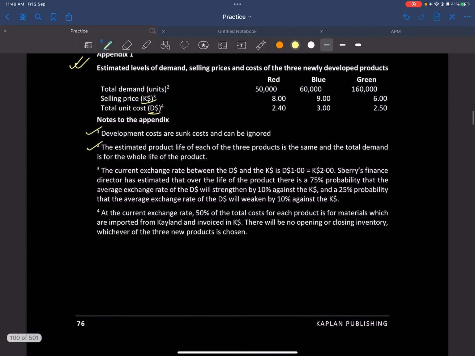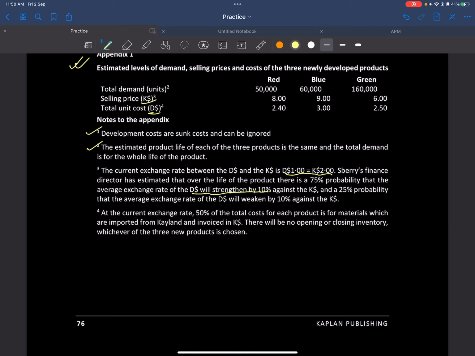So the current exchange rate between D-land and K-land is, you see, we are using an exchange rate of what? It's currently 1 D-land equals 2, right? So it's exactly 100% higher. So Sberry's finance director has estimated that over the life of the product, there is a 75% probability that the D dollar will strengthen. Since we are exporting goods, if that currency is strengthened, then what will happen? We'll receive less money. If it is getting weaker, then it'll be profit for us.